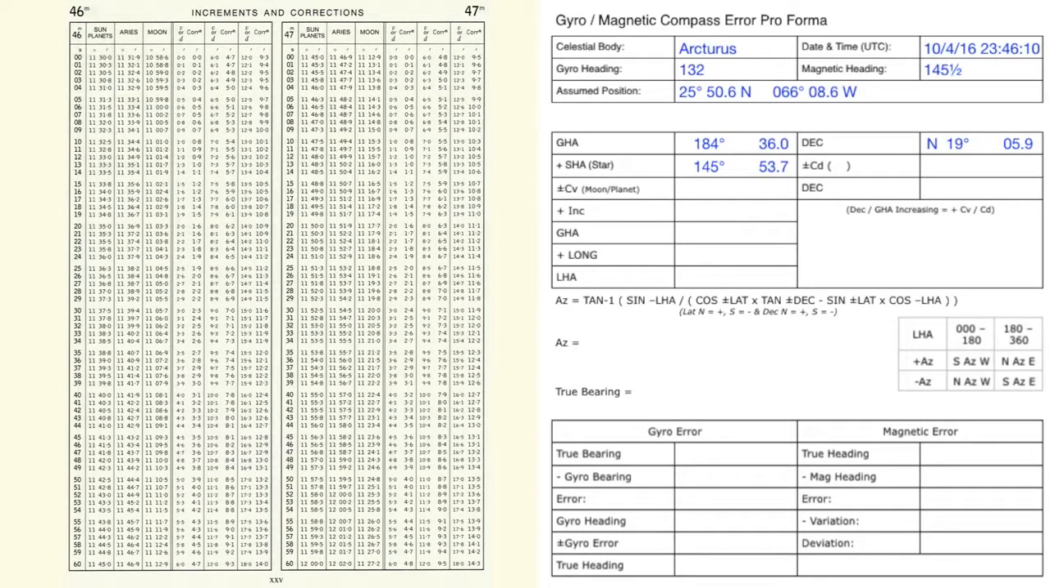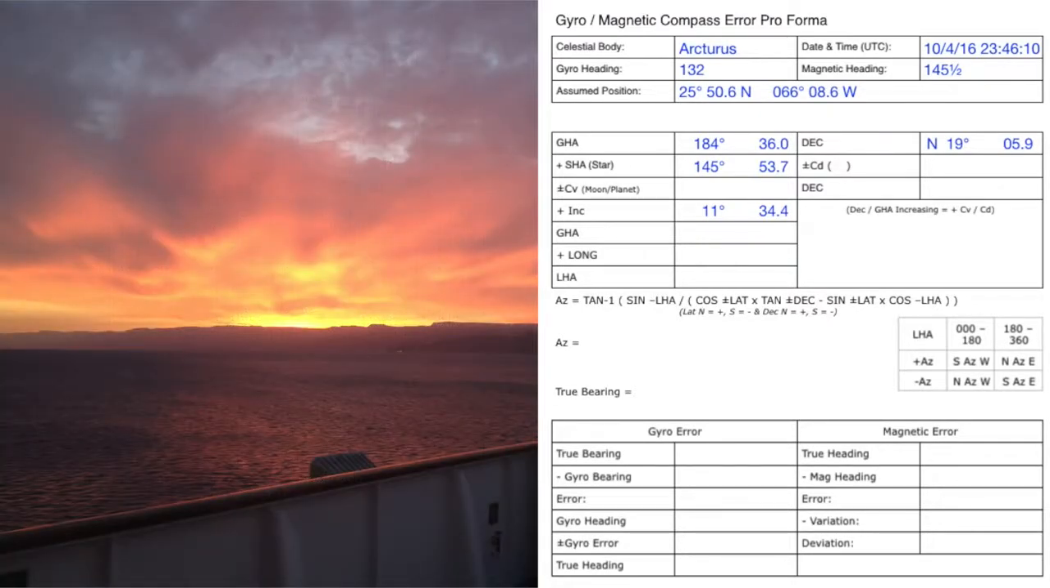First we find the 46-minute page, and then from the table we read off the correction for Aries at 10 seconds, in this case 11 degrees 34.4 minutes, and we enter this into the increment box labelled Inc on our proforma. As we're working with a star, there are no additional corrections for declination, so we can fill the final declination in as north, 19 degrees 05.9 minutes.